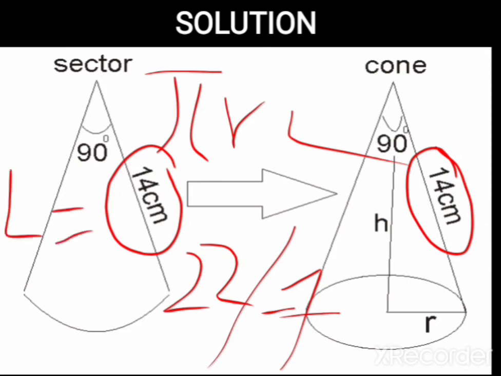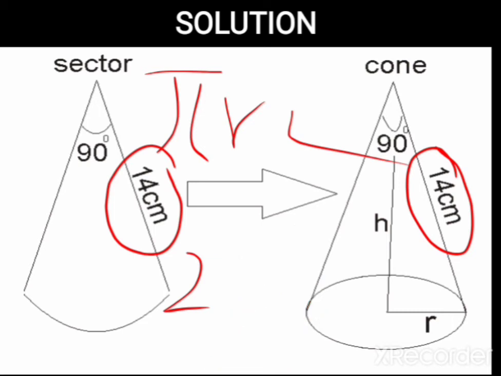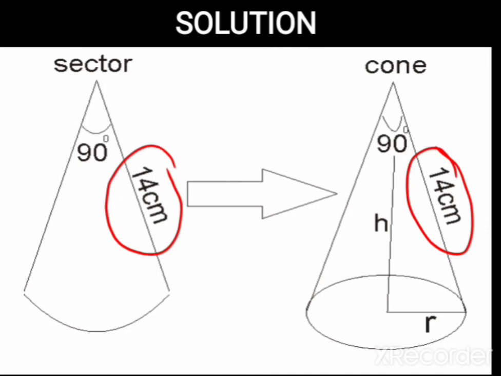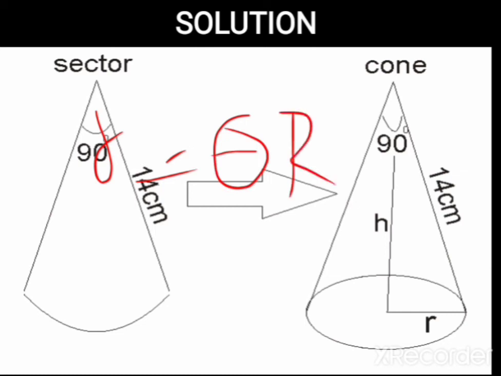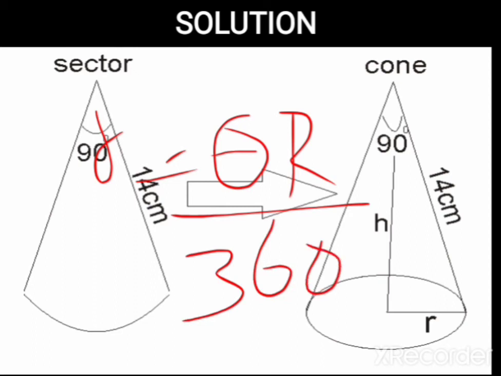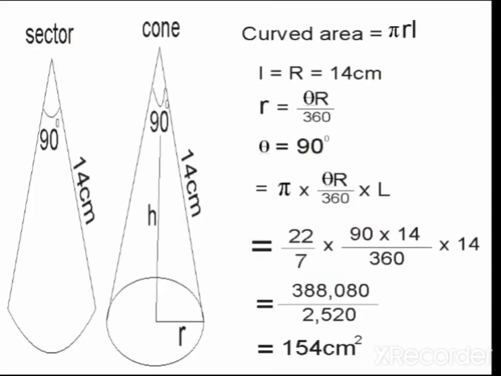The slant height is equal to 14. Now, what we need is lowercase r. So let's proceed gradually. We have to look for lowercase r. And I have told you before that lowercase r, from the very first relationship, is equal to theta times the radius of the sector divided by 360. So this is the formula for lowercase r.